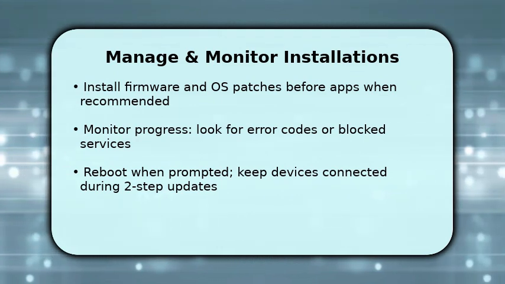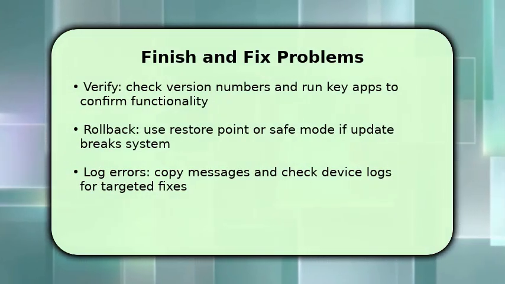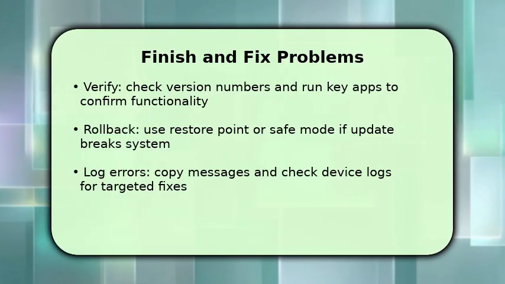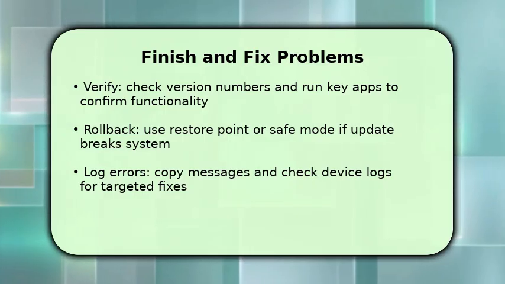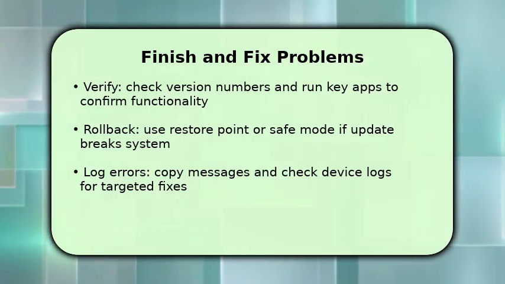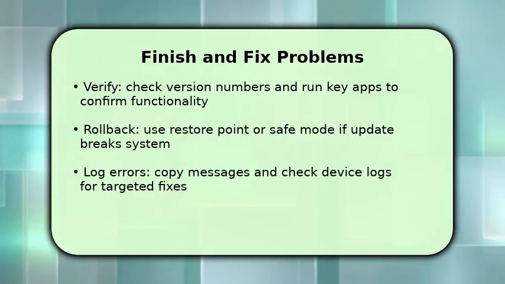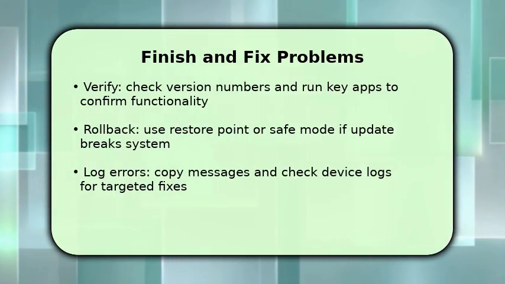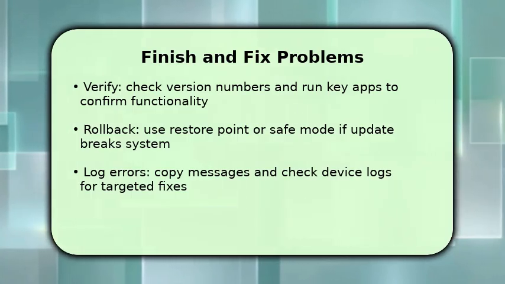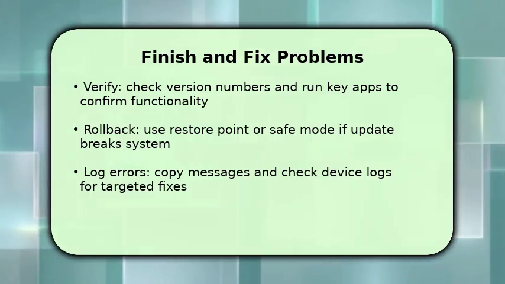You finish by verifying updates applied. Open settings or about to confirm new version numbers, and then launch critical applications to ensure they run. If something fails, reboot into safe mode and try repairing or uninstalling the recent update. Use System Restore or a backup image if necessary. Make sure to document any error messages and check update logs for failing components.